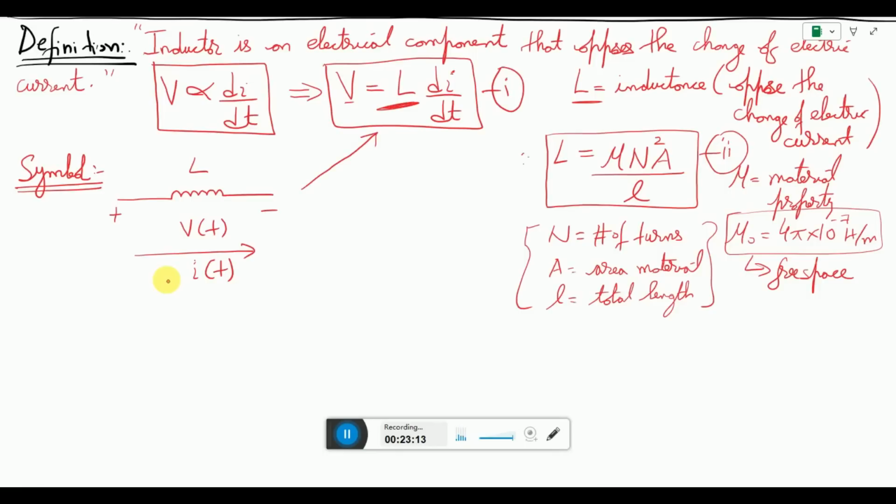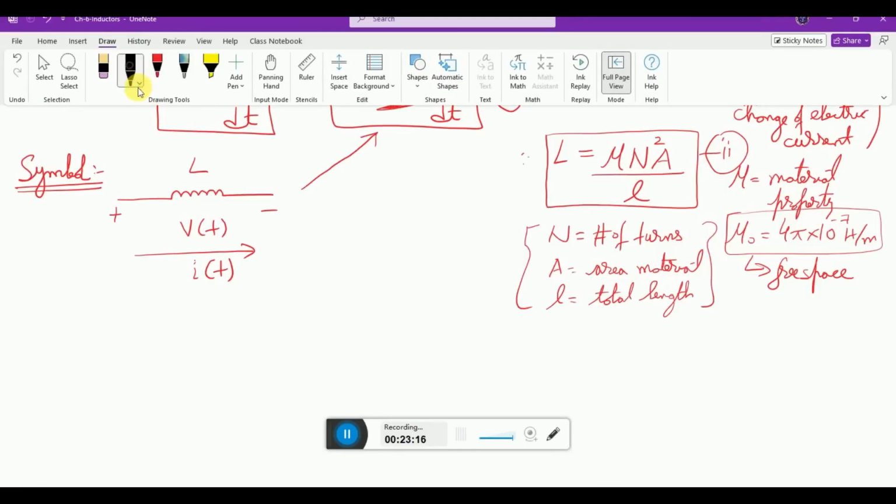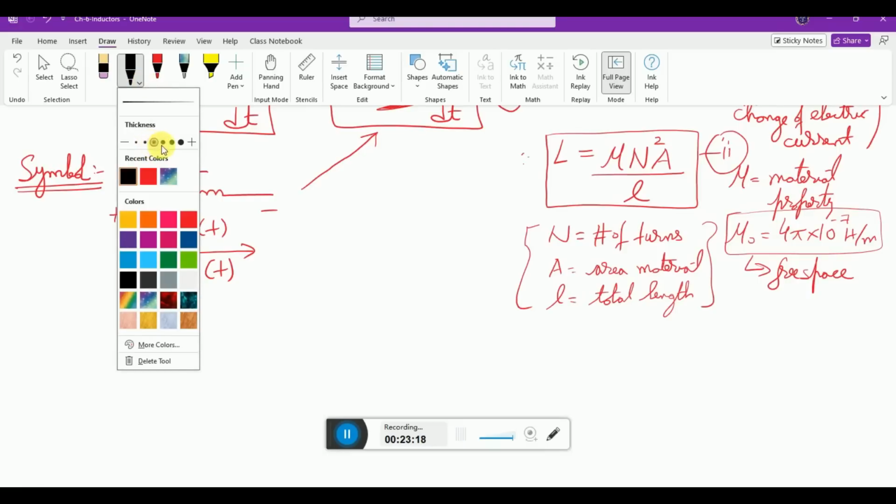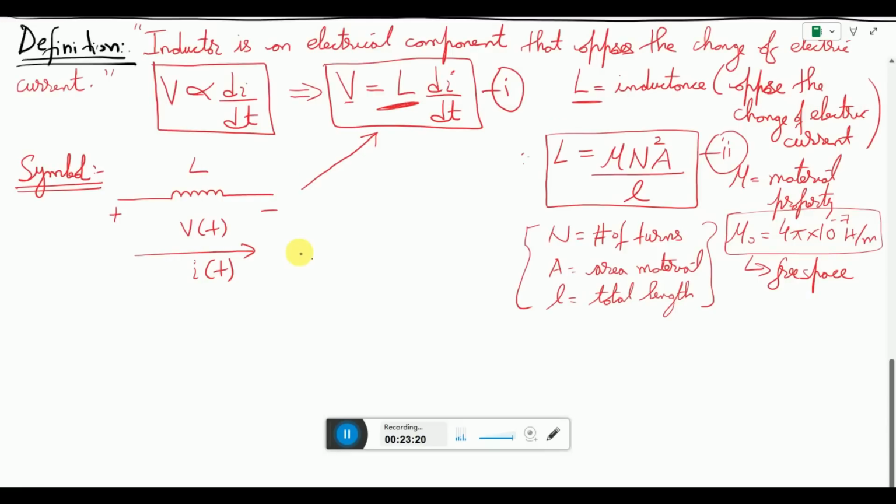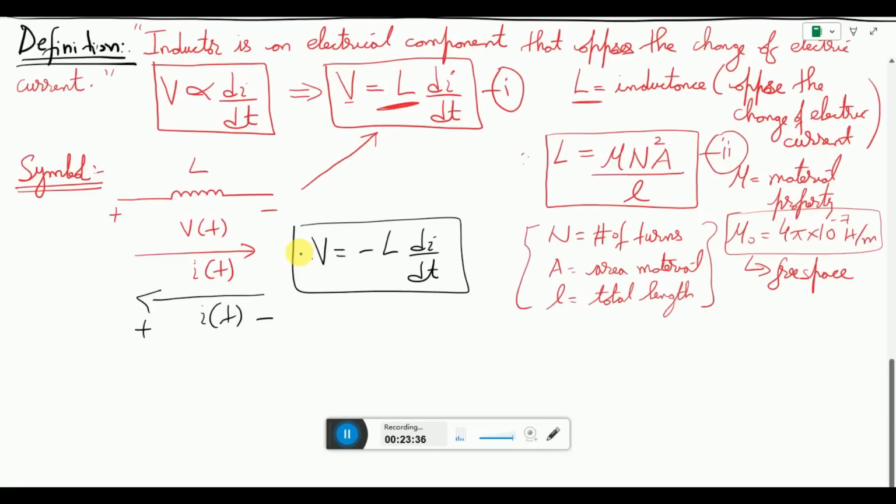Mathematically, if we follow the passive sign convention, then for this symbol the equation will be such. But if we change the direction of the current to the opposite side, which means we are entering from the negative terminal and leaving the positive terminal, then the equation of the inductor comes out to be minus L di by dt. So this is for the negative one, and the other is the original one, if the current is entering the positive terminal by default. This is based on the passive sign convention.